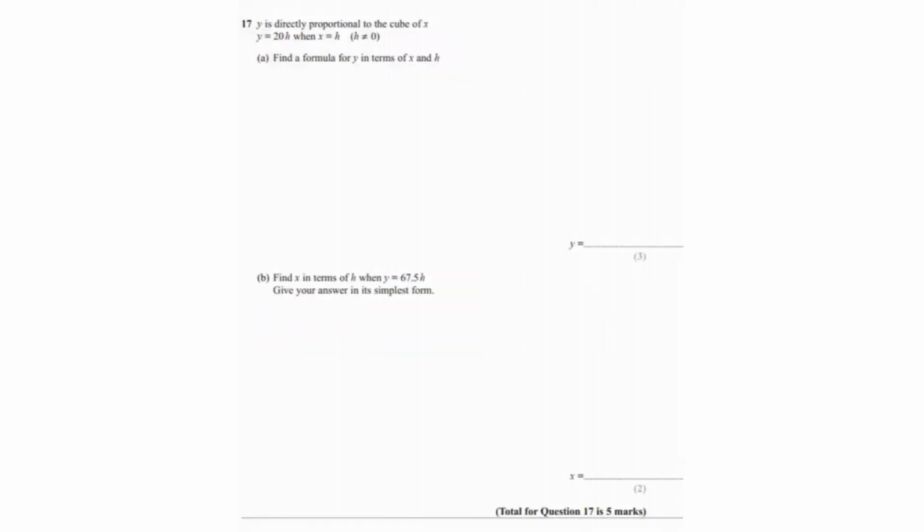This question says y is directly proportional to the cube of x. y is 20h when x equals h. h does not equal 0. Find a formula for y in terms of x and h. So y is directly proportional to the cube of x. So y equals k times the cube of x.